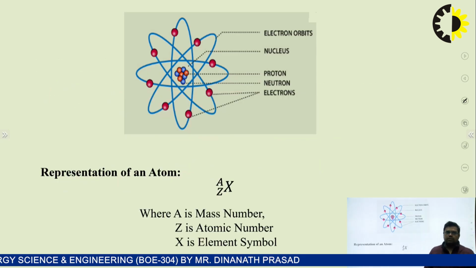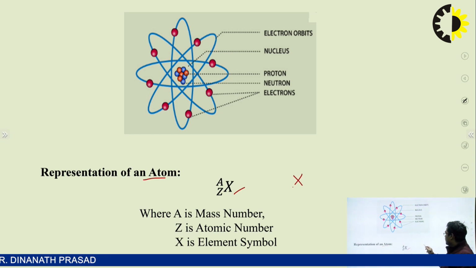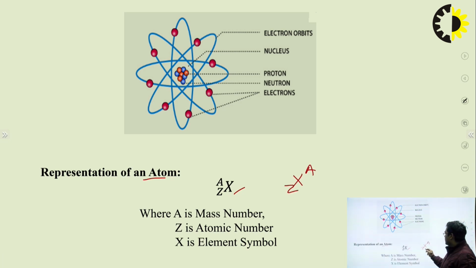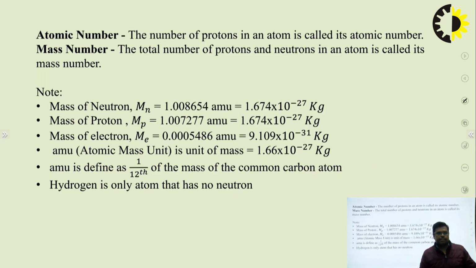Another thing to remember is the representation of an atom. We can represent an atom in this way, or in this way, or also in this way. These are the different types of representation, where A is known as the mass number, Z at the lowermost point is known as the atomic number, and X represents the symbol of the element.